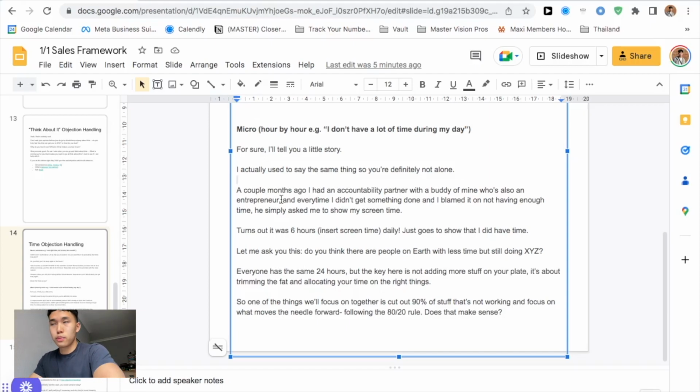Now, I sound really scripted right now, but that's just because I'm trying to run through this properly. Hopefully when you do it, you're not as scripted. It just flows out like a conversation. But yeah, it's just about trimming the fat and putting your time on the right things.